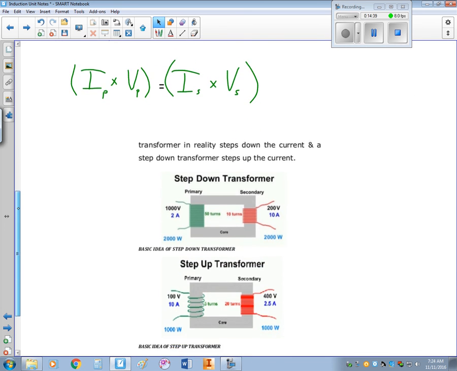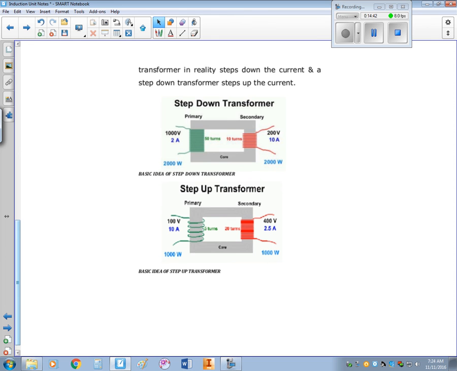So when we take a look at a step-down transformer, let's look at some of these numbers here. On the primary, I've got 1,000 volts, and it's at 2 amps, and it has a power of 2,000 watts. That's on the primary. On the secondary side, notice we still have 2,000 watts, so the wattage is the same. We're stepping it down, so we're going from 1,000 volts down to 200 volts, but notice the current increases. So when we drop the voltage, the current must increase as a result.